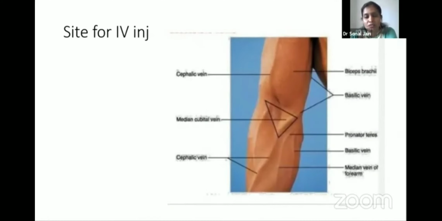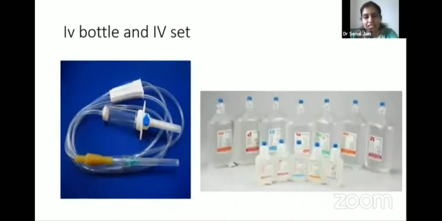Next, the intravenous site for injection is mainly the cubital fossa. There is the median cubital vein, the basilic vein, and the cephalic vein. These three veins are the most common, as we can see in the pictures. There are IV bottles, and the IV sets, also called infusion sets, control the fluid flow. They may contain Ringer lactate, normal saline, or dextrose normal saline. These solutions are mainly used for intravenous therapy for fluid volume replacement in dehydration, and to correct electrolyte imbalances.